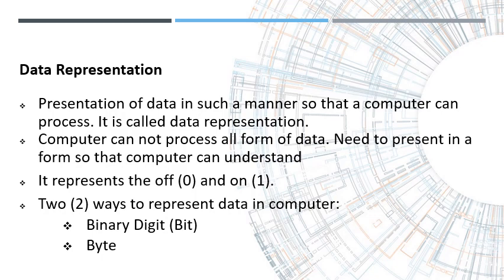Before that, what is data representation? Presentation of data in a manner so that a computer can process it, we call data representation. The computer cannot process all kinds of data, so they have to be represented in a form that the computer can understand. It represents off and on, which is 1 and 0. There are two ways to present data in a computer: one is a bit, or binary digit, and the other is a byte.